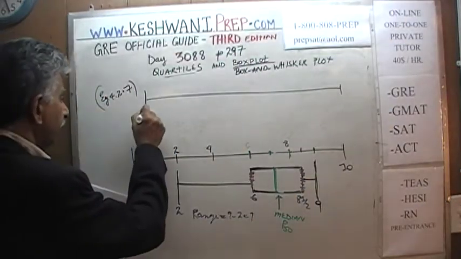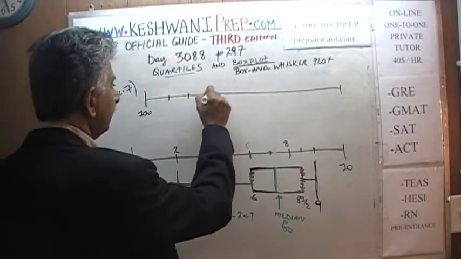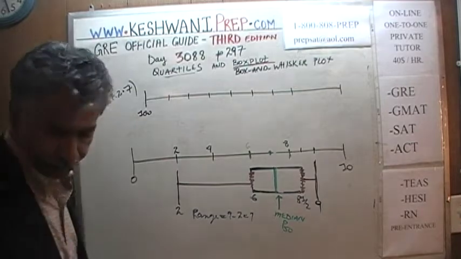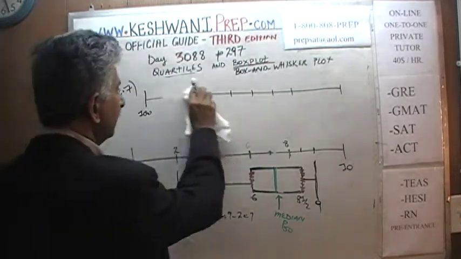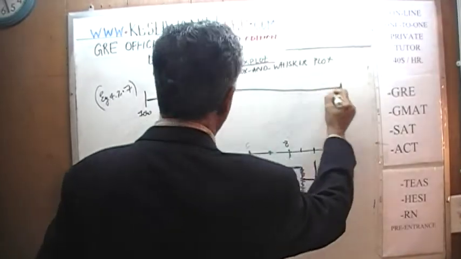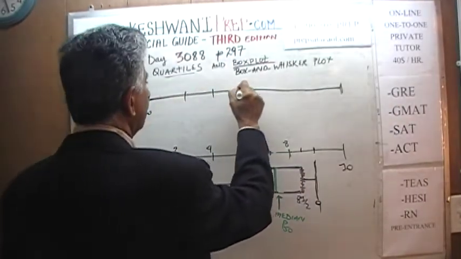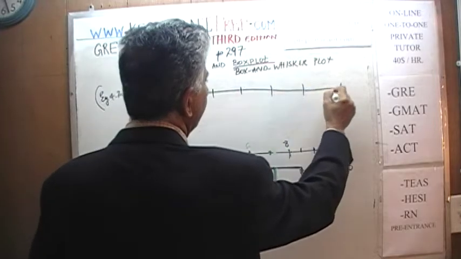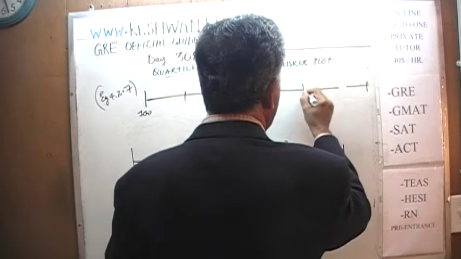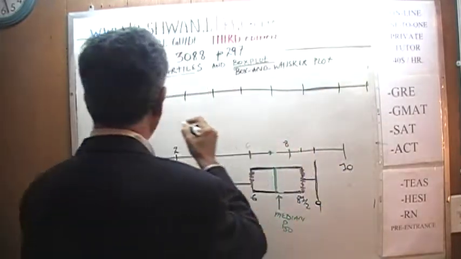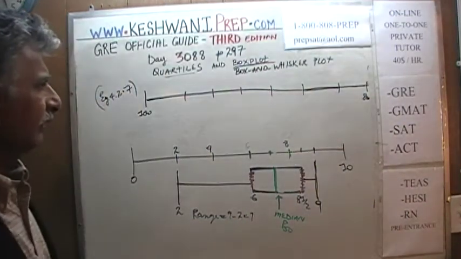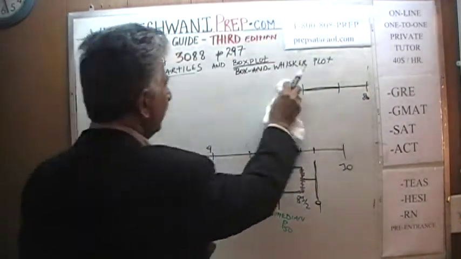So this is 100. 2, 3, 4, 5, 6, 7, 8. It should have stopped here. Or I can be more generous instead of making it so stingy. 1, 2, 3, 4, 5, 6, 8. There we go. From 100 to 800. So that's our scale. Let me redo it, I don't like it.